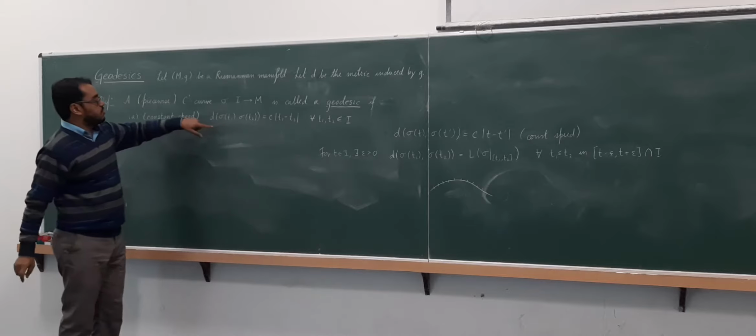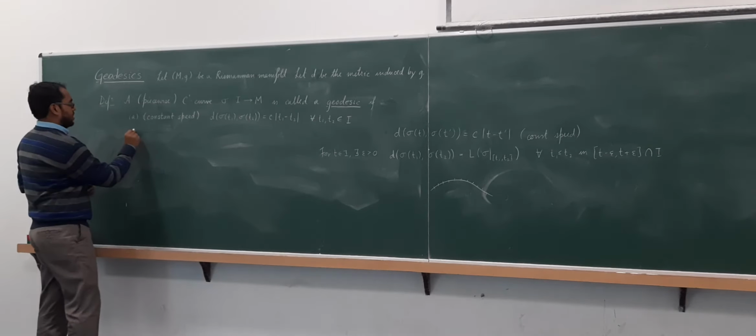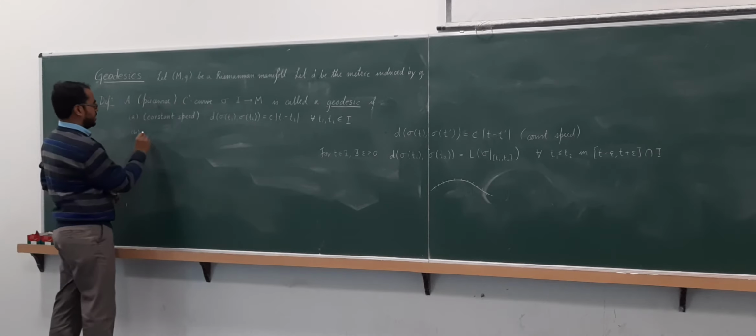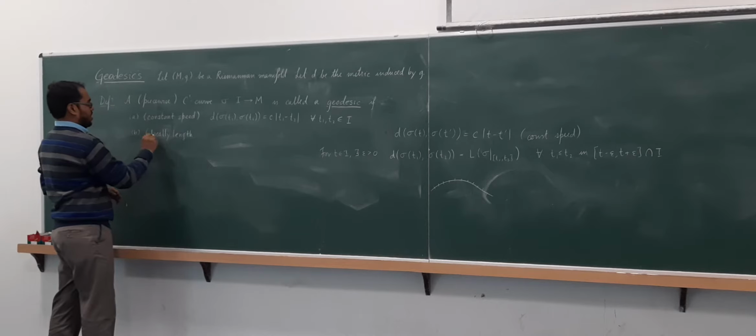This makes sense because we are using the D obtained from the metric G. This is the first thing. The extra thing is this is C1. That's the only new thing I am adding. And this is locally minimizing.